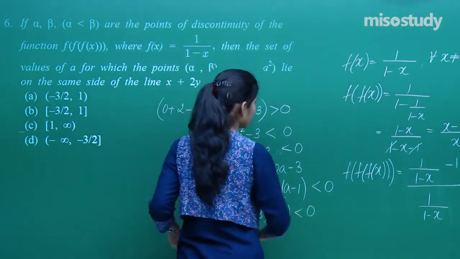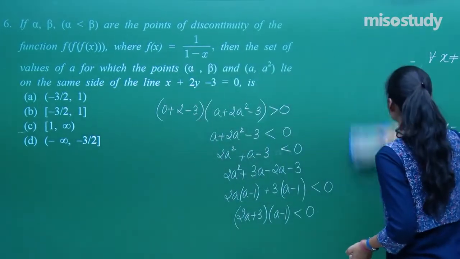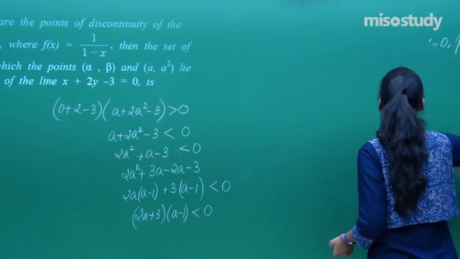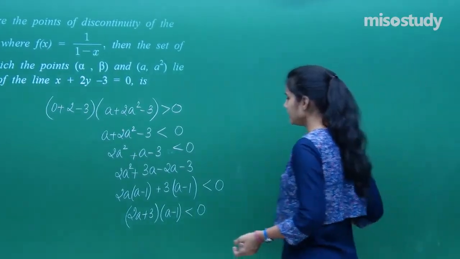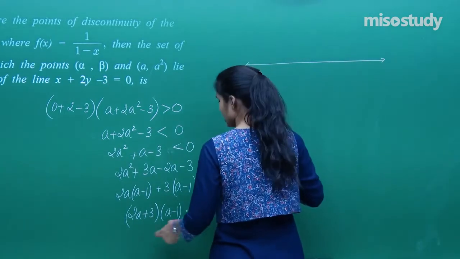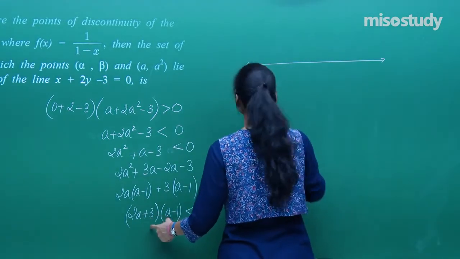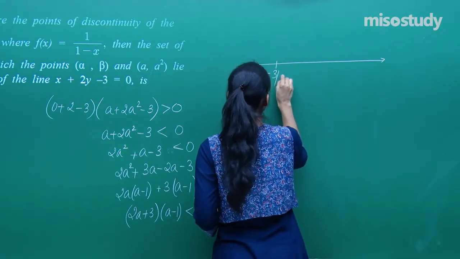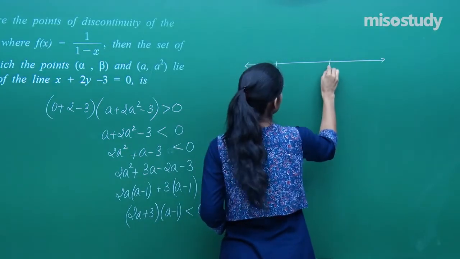For what values of a do you think this is true? So now the basics are popping up slowly and steadily. If I talk about the number line, I can say this is a equals minus 3 by 2 and this is a equals 1.